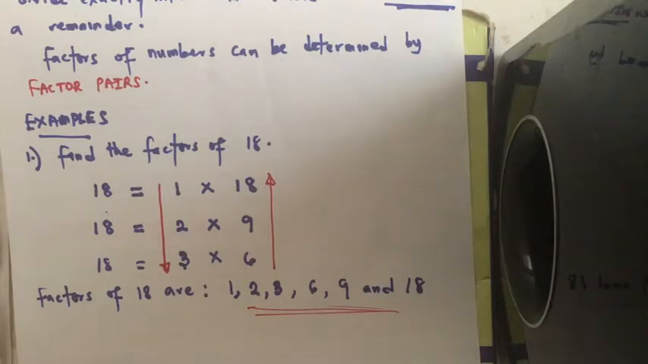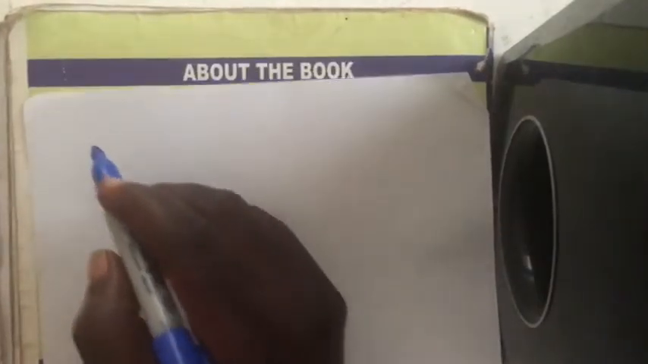Now let's look at the second example. In the second example we are going to look at the factors of 48. Let's look at the factors of 48. That's going to be the next example. I'll write it as number 2.